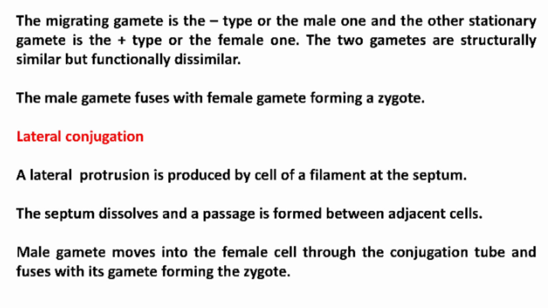Lateral conjugation. A lateral protrusion is produced by a cell of a filament at the septum. The septum dissolves and a passage is formed between adjacent cells. The male gamete moves into the female cell through the conjugation tube and fuses with its gamete, forming the zygote.